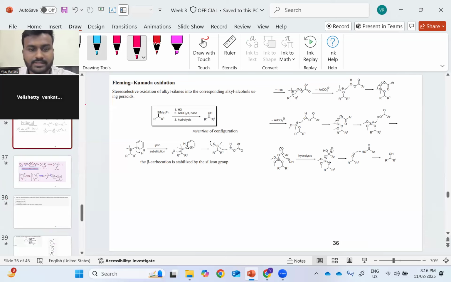So first we will discuss this. What is this Fleming-Kumada oxidation reaction? This is the stereoselective oxidation of alkyl silanes into the corresponding alkyl alcohols using per acids. So we have the alkyl silane here. Let's say we have the alkyl silane. It reacted with the HX, in this case, let's say HF, and this is the per acid, followed by the hydrolysis, which gives the alcohol with retention in configuration.